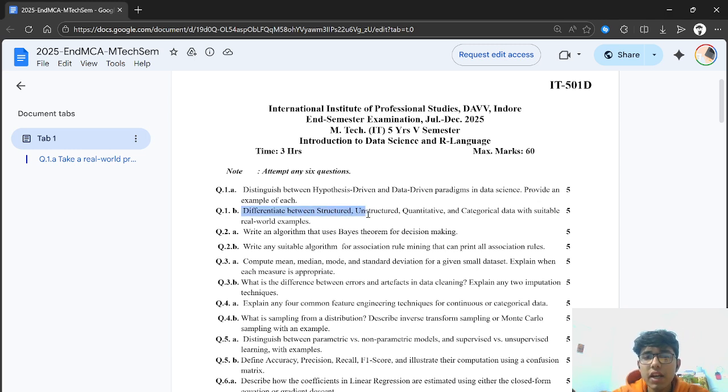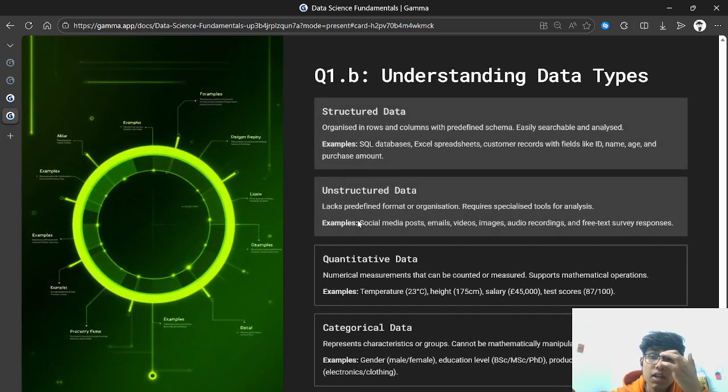Differentiate between structured, unstructured, quantitative, and categorical data with suitable real world examples. So let's start with that. Let's differentiate structured data. Structured data is the data that neatly fits into rows and columns. For example, a bank customer table with columns like customer ID, age, balance, account type, and so on. Unstructured data does not have a predefined tabular format. For example, the free text reviews on Amazon, images on Instagram, audio recordings or videos on YouTube, like this one.